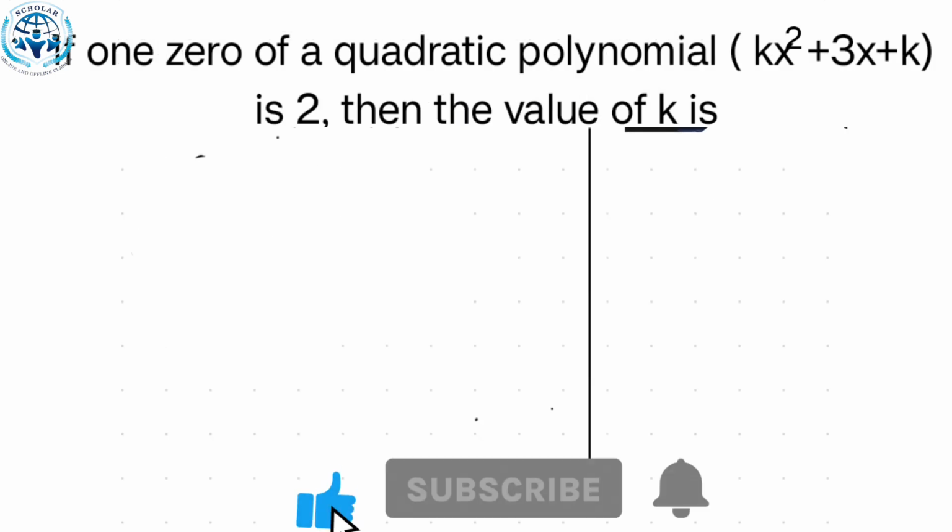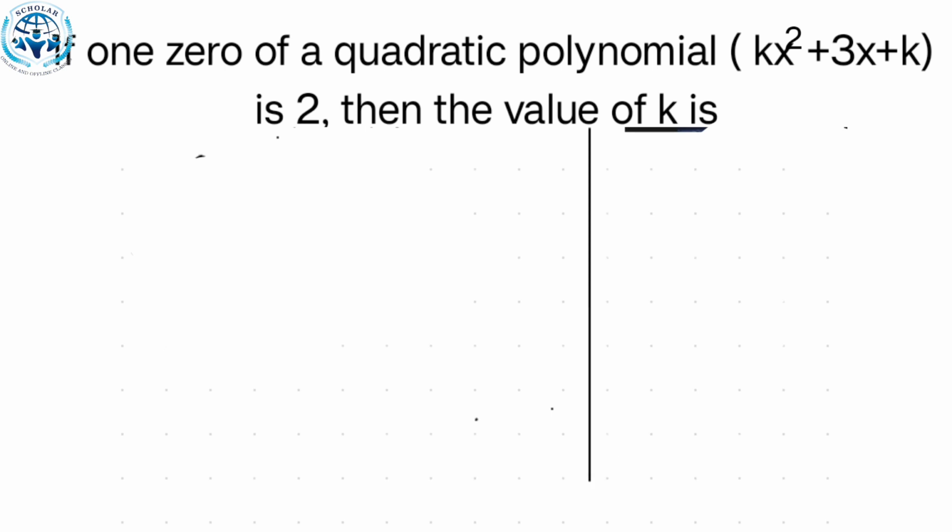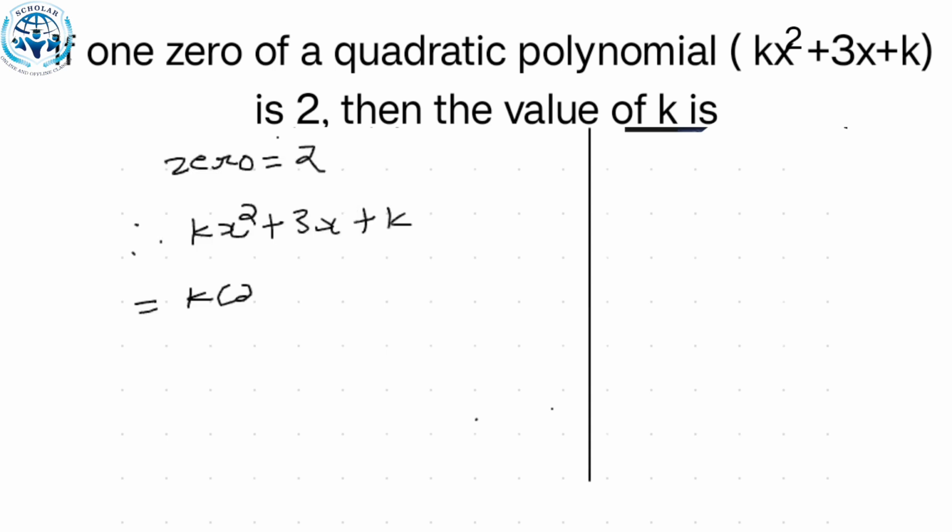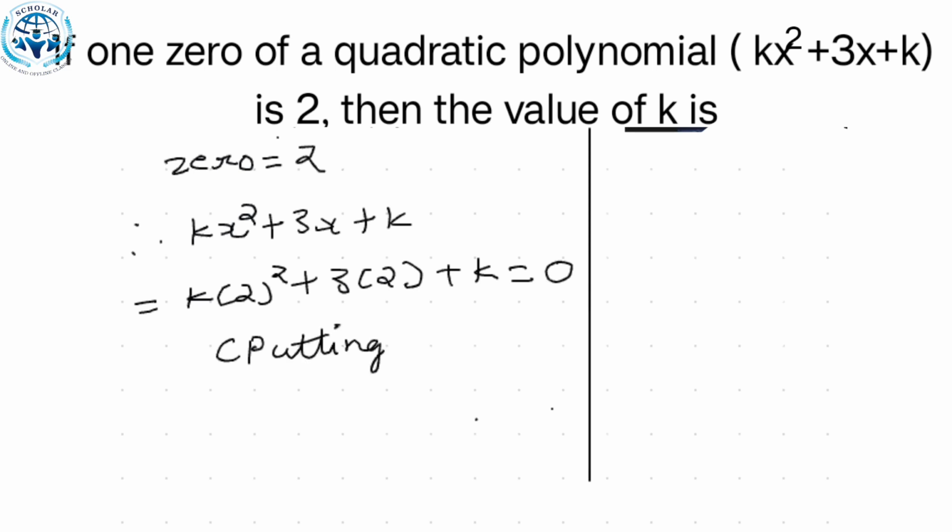Our next question is, if one zero of a quadratic polynomial kx square plus 3x plus k is 2, then the value of k is? We will put the value of x as 2 because 2 is one of the zeros of the polynomial. Then we will get the solution as 0, because putting 2 in the equation we are going to get 0, because 2 is the zero of the polynomial.